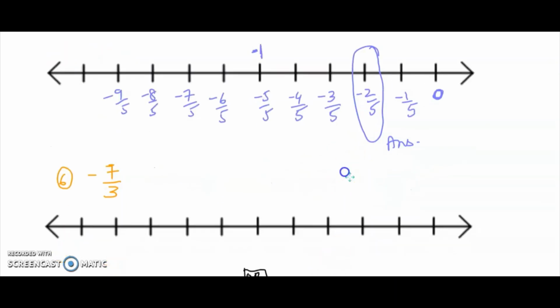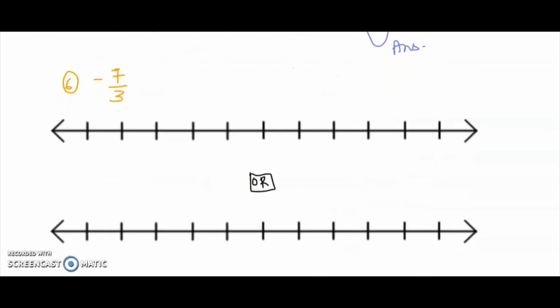Okay? Next, negative 7 by 3. I can directly show it, or I can write it as negative 2 1 over 3, which is negative 2 negative 1 by 3. Okay, why I'm showing negative? Because I want to move on the left side. Okay, if I show plus, then it's going to move on the right. Okay, so it's between negative 2 and negative 3. First I'll show negative 7 by 3, and then I'm going to show the next part.